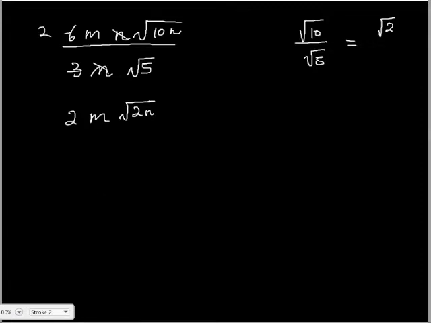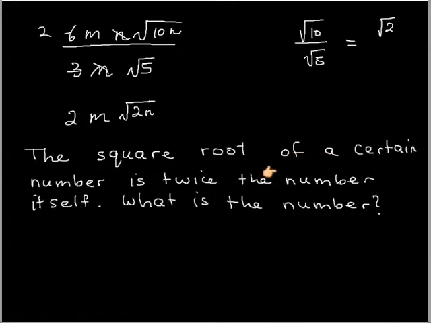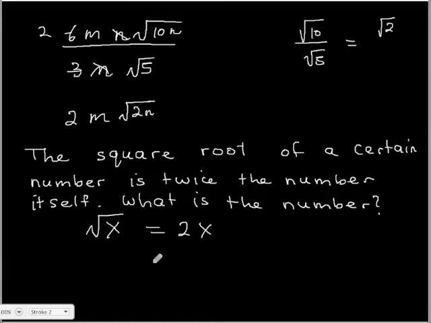So I now want to try some SAT type questions. Here's the first question. The square root of a certain number is twice the number itself. What is the number? So let's go ahead and translate this. The square root of some number you don't know is twice that number. You can square both sides to get rid of the square root. Square both sides. And what you have is x is equal to 4x squared.